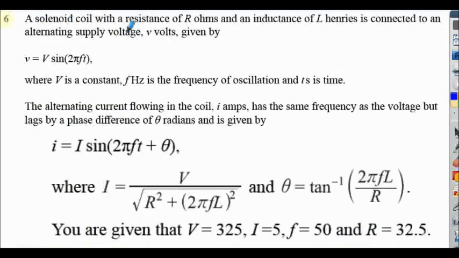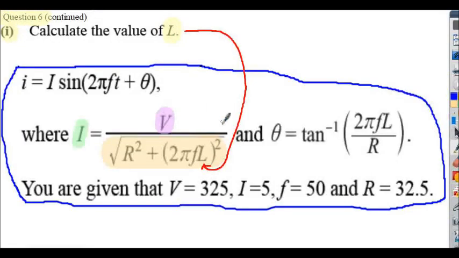Here's question 6. I'm going to let you review this question totally at your own pace. The electrical context here. So you can read the introduction to the question, note the formulae given and the values given. Question 6, part 1, you have to calculate the value of L. And here's the formula we'll be using to transpose to find the value of L.